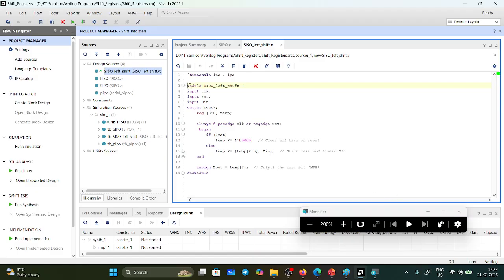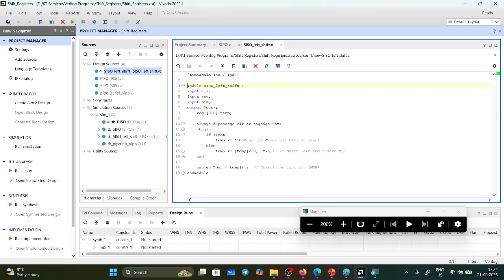Okay, so module SISO left shift, input clock, reset, D in and D out. Okay, and I'm declaring a temporary register, reg 3 down to 0 temp, always at the positive edge of clock or negative edge of reset. This is asynchronous active low reset I am using. So asynchronous active low reset means what? If reset equal to 0, I am clearing all the bits. Temp equal to what? 4-tick binary 0 0 0 0.